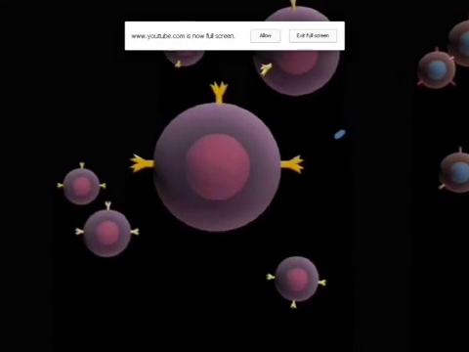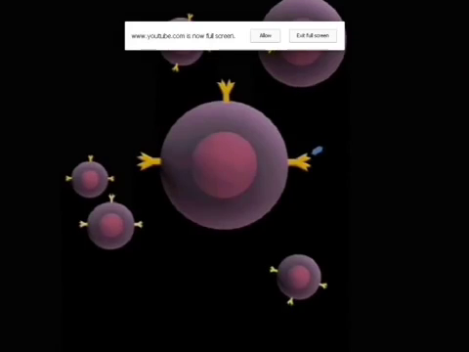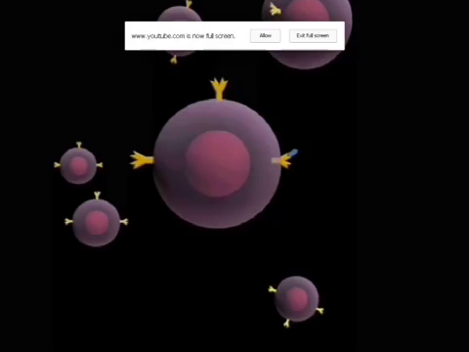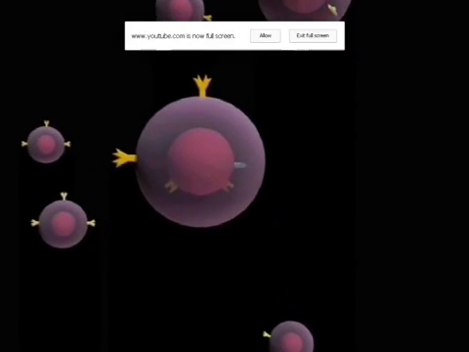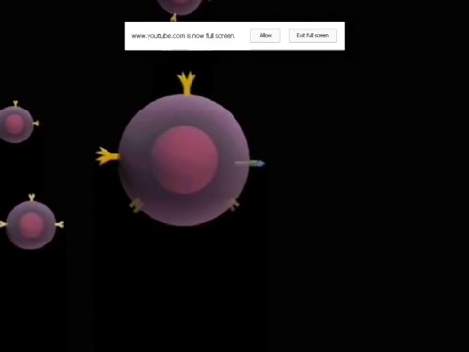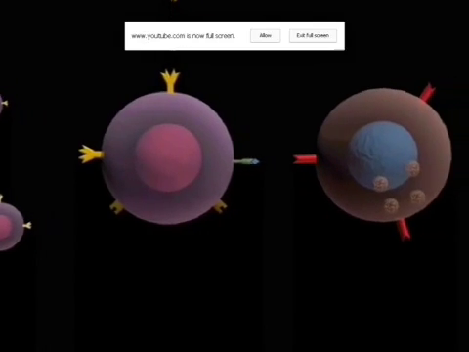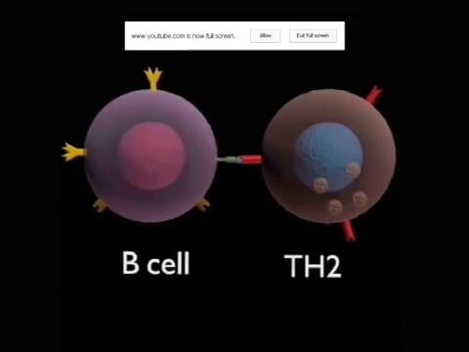Specific for that receptor. This is a B cell with the immunoglobulin receptor. It binds to the antigen, right? Brings it in, digests it, and puts out a piece of it. Right? Here's the T helper. All right.